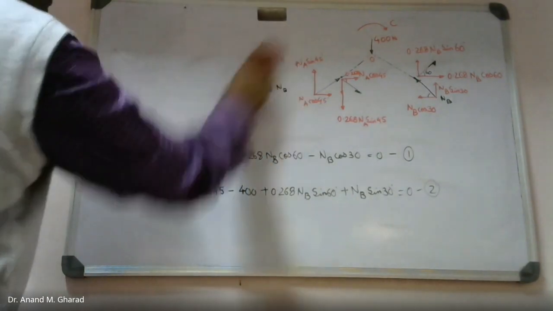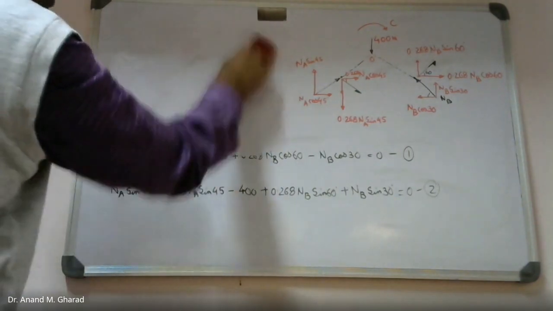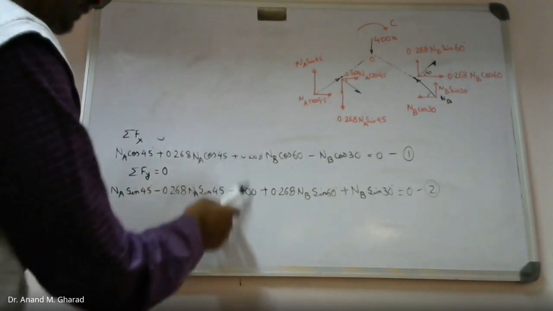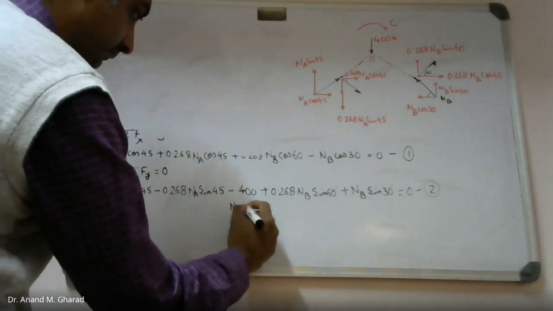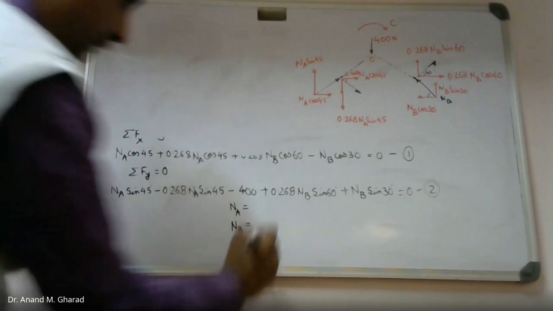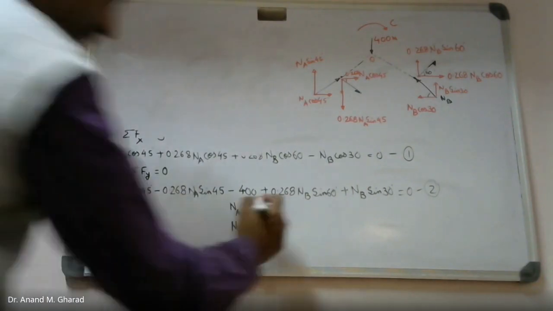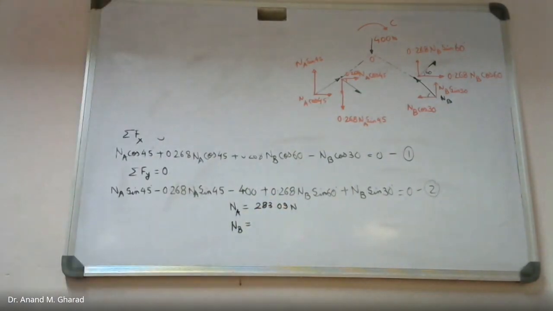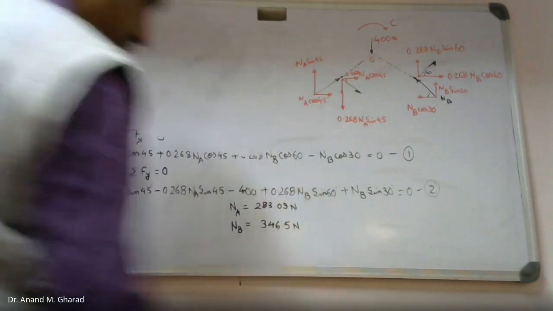Now the next part is you have got these 2 equations, and you can solve these 2 equations and get the values for NA and NB. That can be done. I am getting these values for NA and NB to be 283.09 Newton, and NB 346.5. You can verify these values.